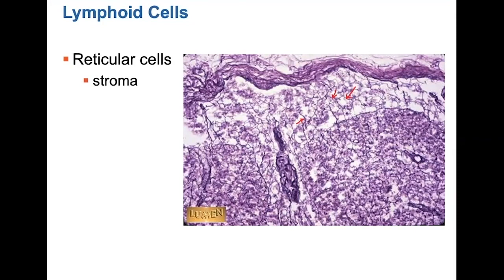You can see the fibers at the tip of the red pointers. The stroma helps support immune cells, such as lymphocytes and macrophages.